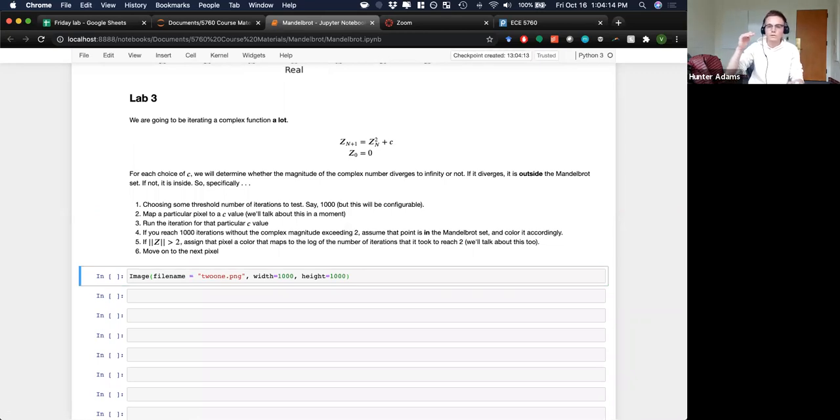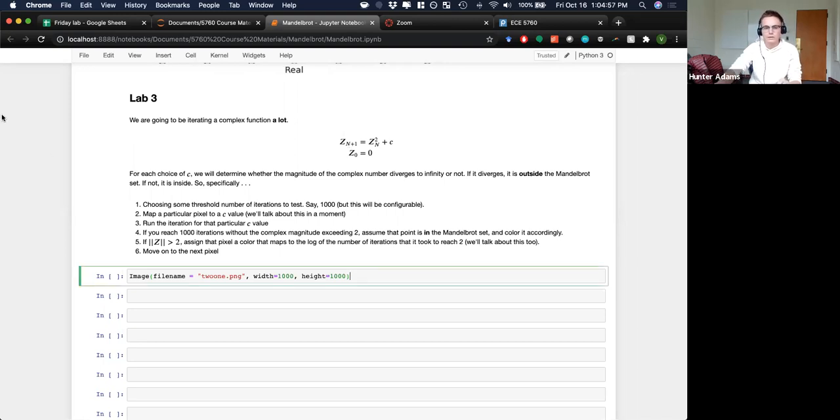So we're choosing some threshold number of iterations. We're choosing a pixel. We're mapping that pixel to a particular choice of C here. Running the iteration. If we get to 1,000 iterations and we still haven't exceeded 2, then we say, okay, this is in the Mandelbrot set, and we color that pixel some color that means inside the Mandelbrot set. If before we get to that threshold number of iterations, the magnitude of that complex number does exceed 2, then we will color that pixel a color that means outside of the Mandelbrot set. And we'll color it something in proportion to approximately the log 2 of the number of iterations, just because that creates pretty looking color patterns.